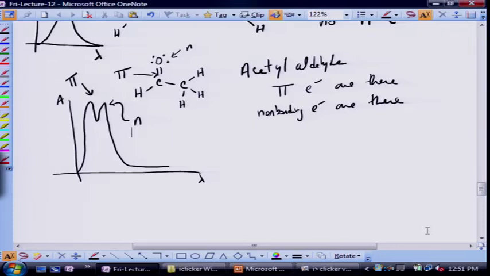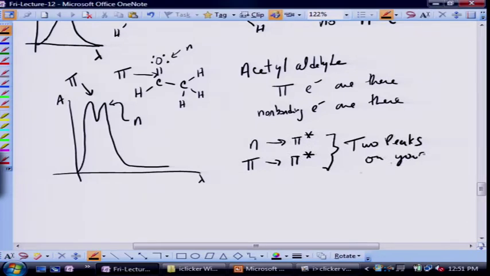So because there are pi electrons and non-bonding electrons, you'll be able to have n to pi star and pi to pi star transitions. So you get two peaks on your UV-vis absorbance spectrum. So you can already do basic spectroscopy with these simple rules. Those are the rules. There are lots more rules. If you get deeper into organic chemistry, you can think about all the functional groups you put on these molecules and how those functional groups will perturb the spectrum one way or the other.